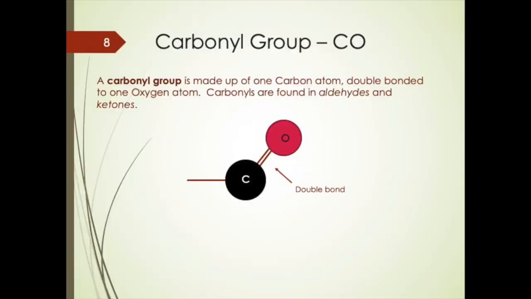Carbonyl group is a CO with a double bond. Don't confuse this with the carboxyl group, okay? Carbonyl group is just a C and a double bonded oxygen. Carbonyls are found in aldehydes and ketones. These can be found in the middle of a compound depending on where it is, and can be found at the end of a compound depending on where it is.